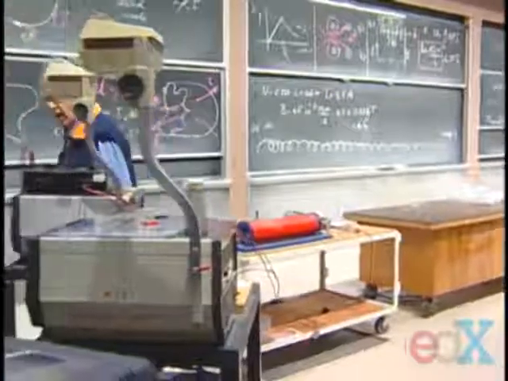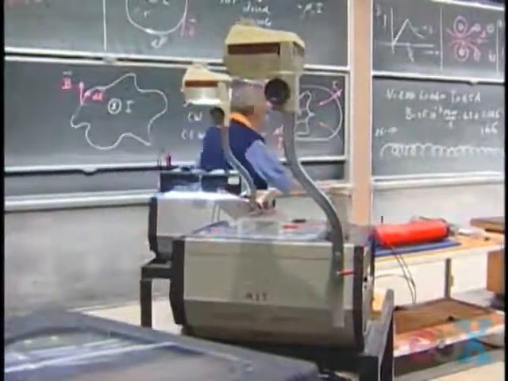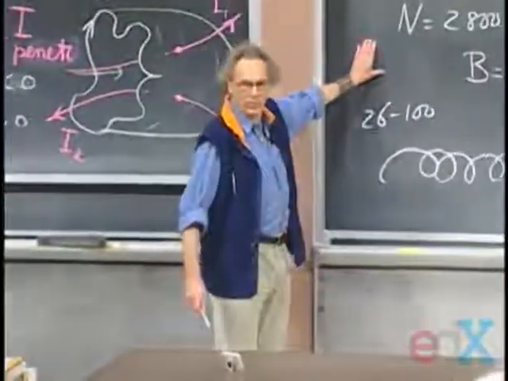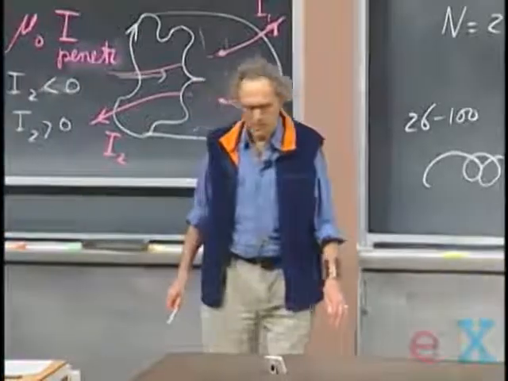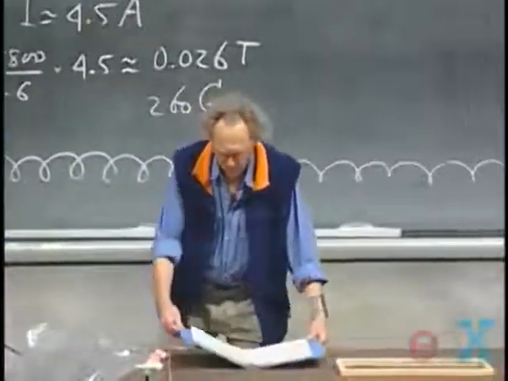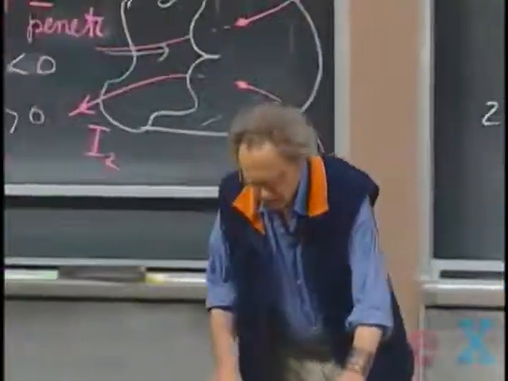Now, I want to show you what magnetic field we can get with this baby, which is exactly what I had here on the blackboard. It has 2,800 windings, and we're going to run a current which is something like 4.5 amperes, but I'm going to tell you what that current is.